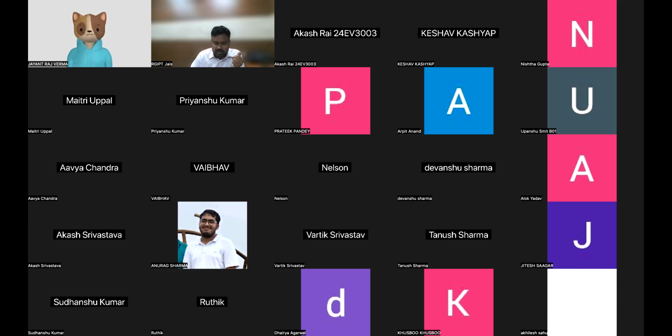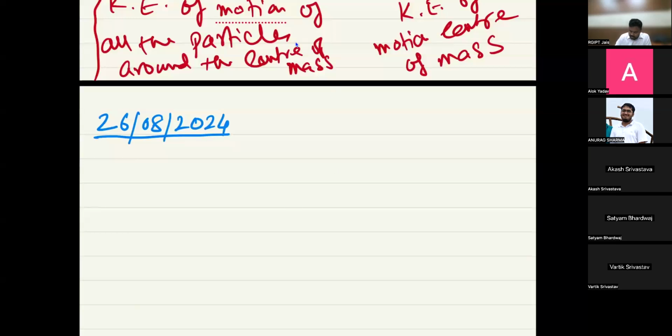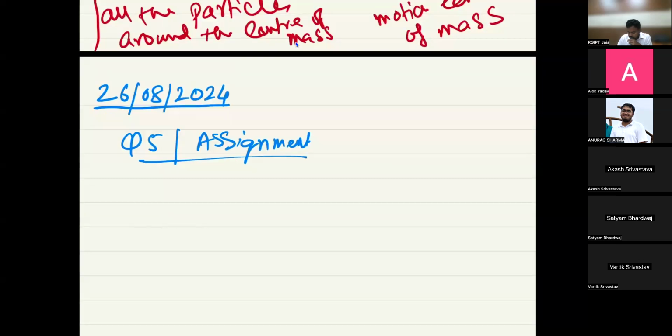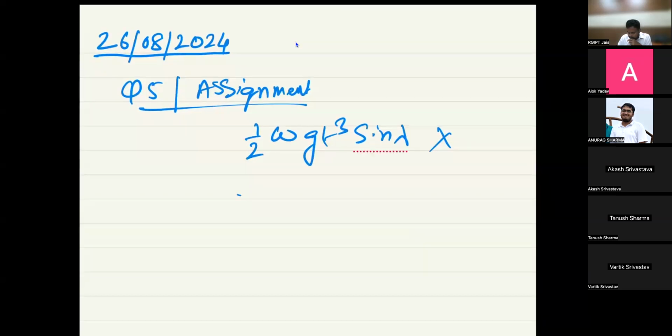Okay, let me share the screen. Tutorial set 2 will be discussed next Thursday. This question number 5 on assignment, I told you to prove that the deflection is omega g t cube sine lambda. This is wrong. The correct value should be 1/3 omega g t cube sine lambda.